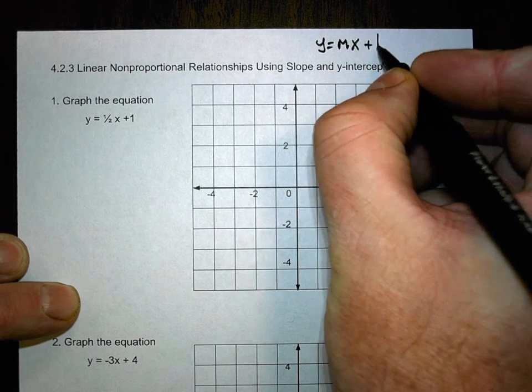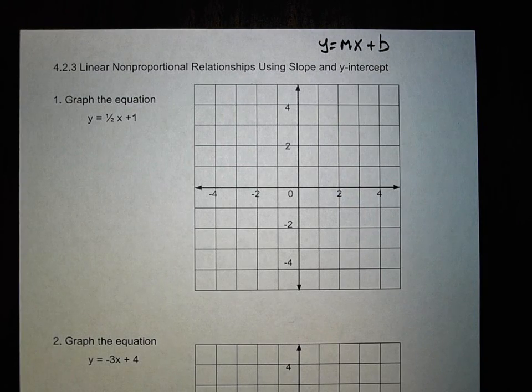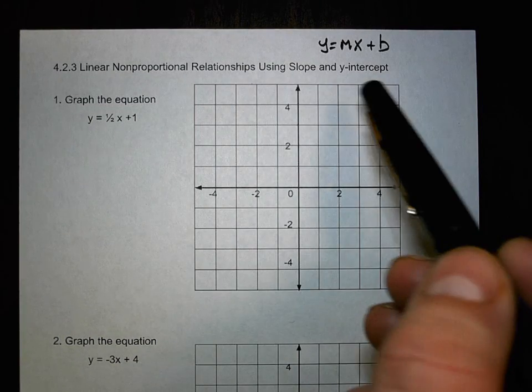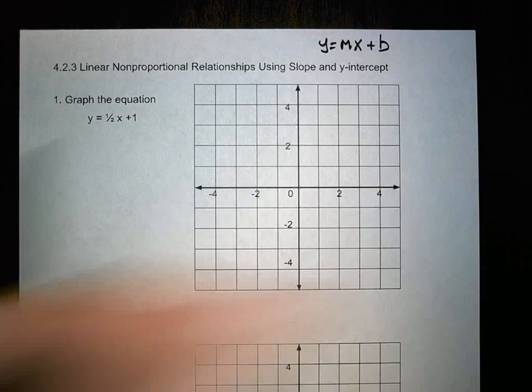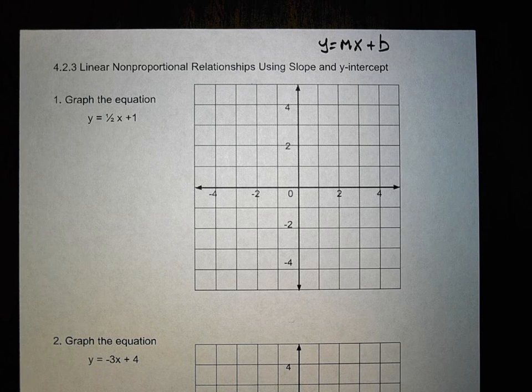Remember, when y equals kx, that's our proportional, because b is 0 and it goes through the origin. So we only have y equals mx plus b. Really, the other equation is exactly the same except b is 0, so you wouldn't write it. So all we're going to do today is graph equations.